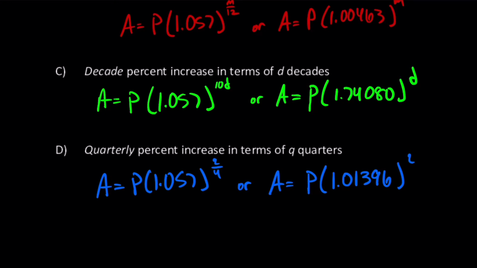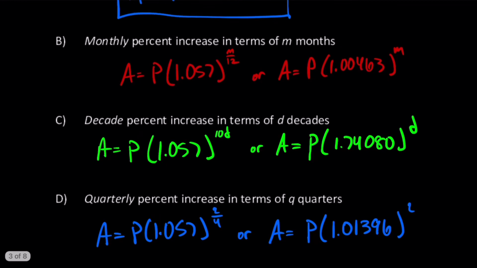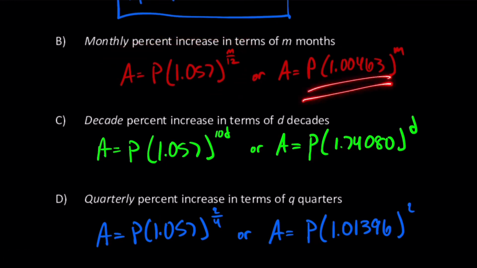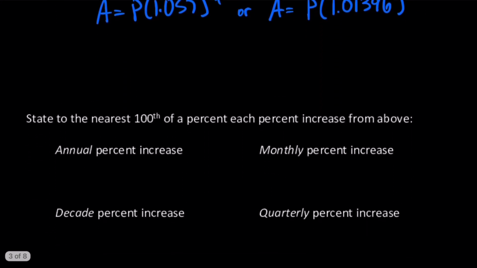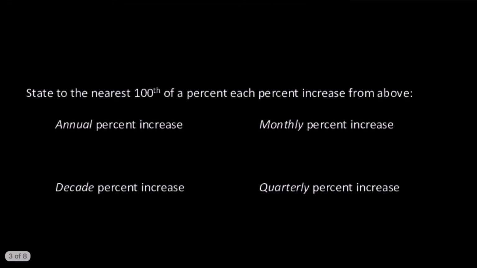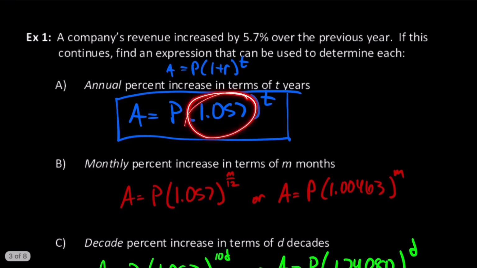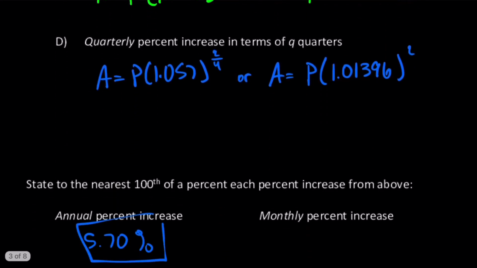So let's check this out. I've already done this. Normally, if it just says write an expression, you're fine leaving it like this. But I know the next example, we have to find the percent increase and decrease per unit of time. So state to the nearest hundredth of a percent each percent increase from above. The annual percent increase, well, that's pretty simple. That's 5.70 if you want to round to 100%. Where'd that come from? It came from this right here. Right? Subtract 1 from it, move it over 2 places. That's what we had. That's what it is per year.